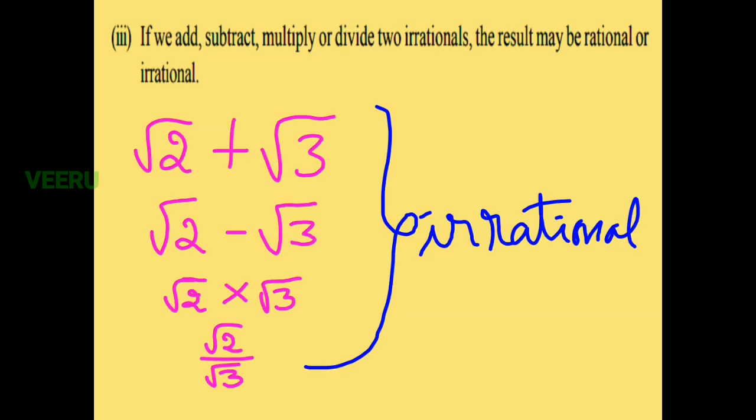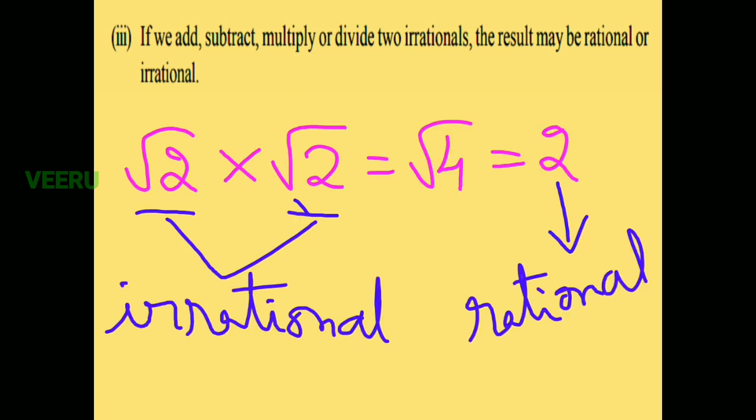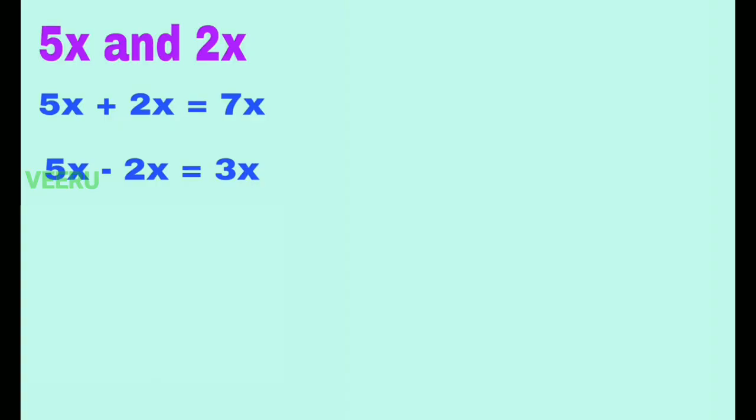The third point is, if we add, subtract, multiply or divide two irrationals, then the result may be a rational or irrational number. Now let us see operations on irrational numbers. Operations on irrational numbers is the same as operations on polynomials.